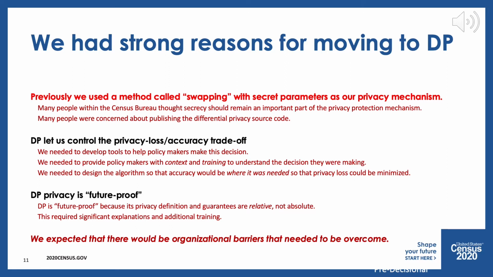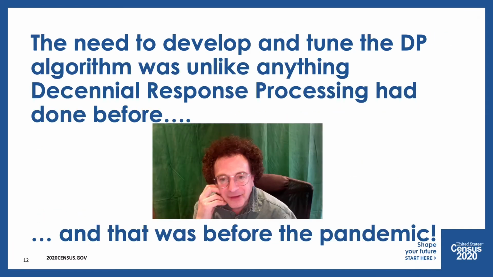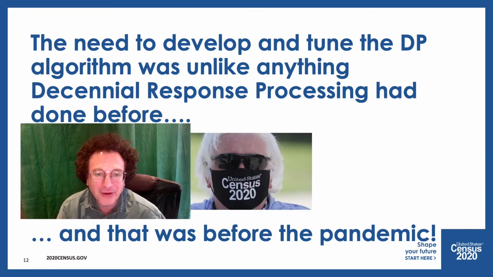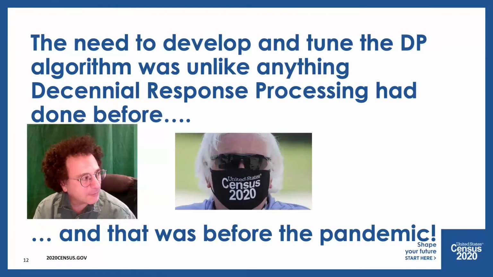And then there's this issue of future-proof. We say that differential privacy is future-proof because the privacy definition guarantees that it makes a relative, not absolute. And this change in the sense of what it means to offer privacy also requires significant explanations and additional training. So the need to develop and tune the differential privacy algorithm was unlike anything that decennial response processing had ever done before. And that was before the pandemic.